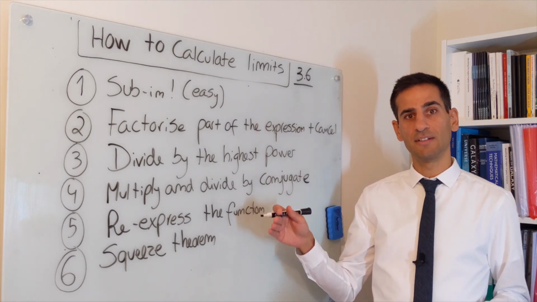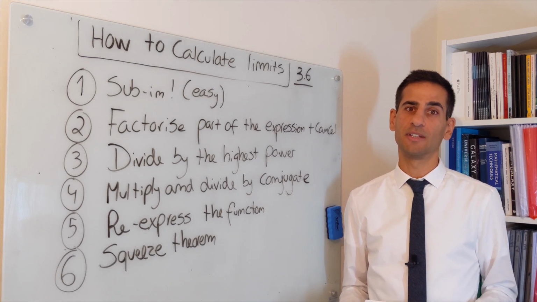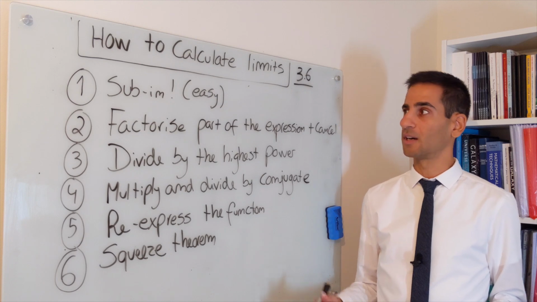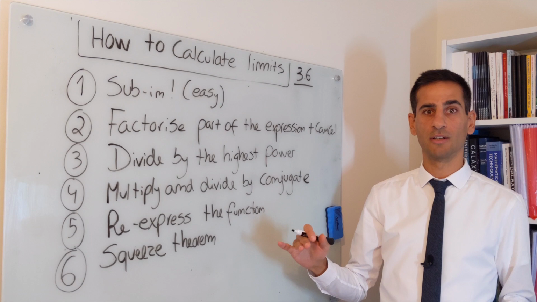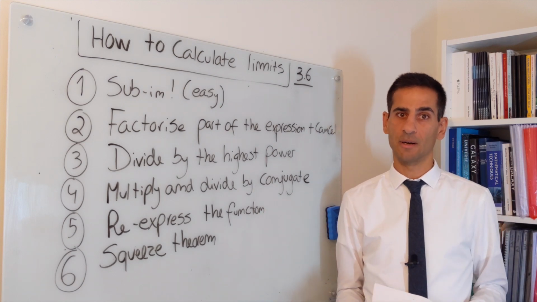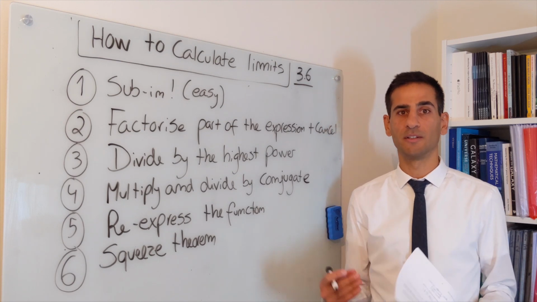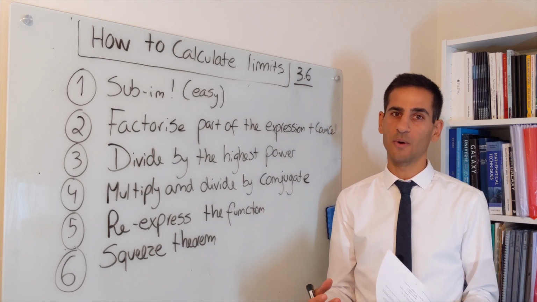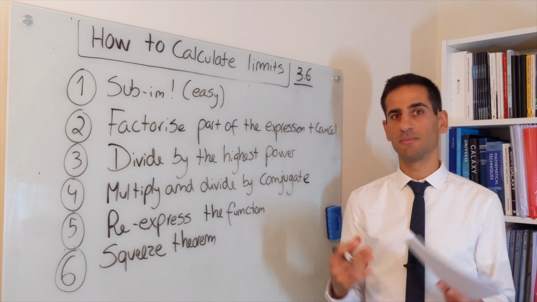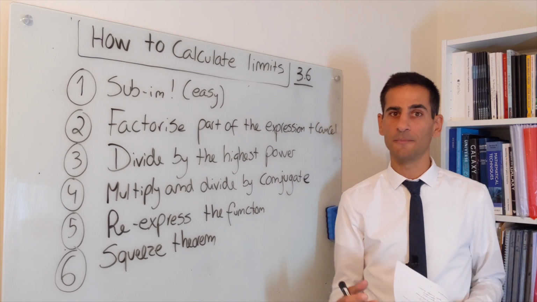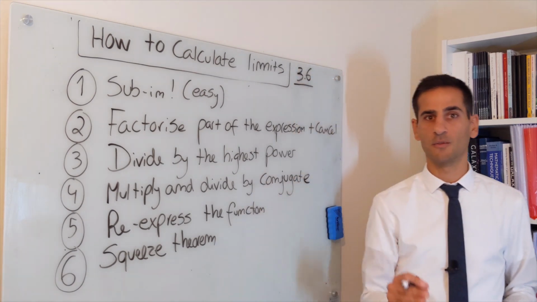And it's ranked in terms of how complex or how much work it is going to be to take the limit. So you should always try with something that's easy and quick, and then move along to something that is a little bit more complicated. If you practice, you will be able to recognize almost straight away in which cases you should be factorizing an expression, in which cases you should be dividing by the highest power, multiplying and dividing by a conjugate, or the cases where you're going to use the squeeze theorem.